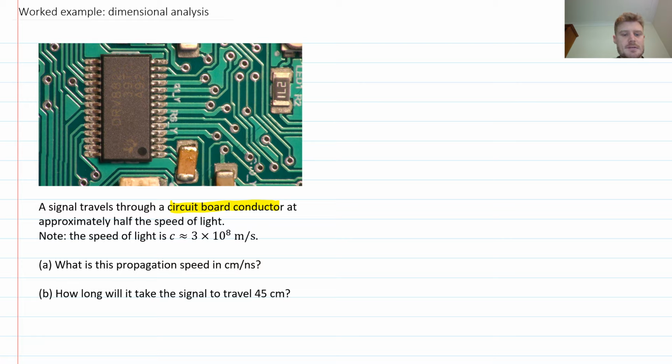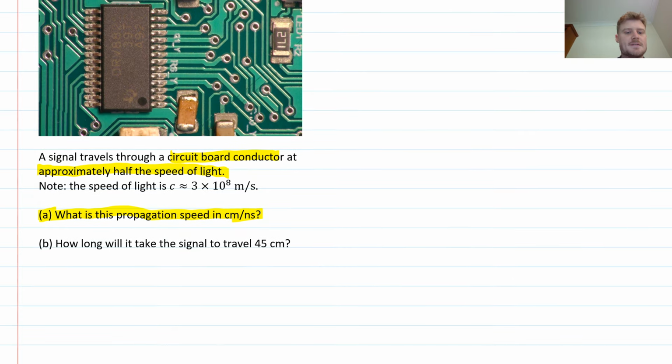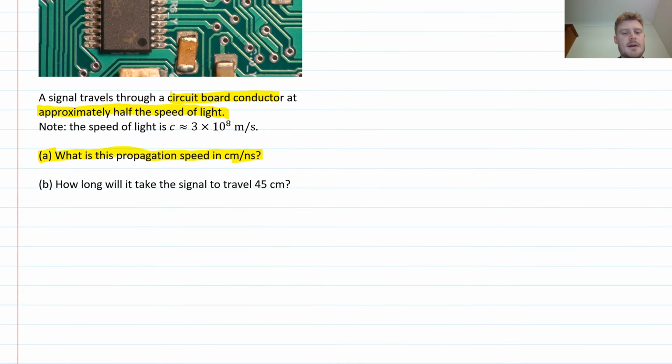So we have a signal traveling through a conductor, and it so happens that for this type of circuit board material the signal will travel at half the speed of light as a rough approximation. So the question asks us, part A, what is this propagation speed converted to centimeters per nanosecond? This is a question of dimensional analysis, so we really need to be able to remember the SI prefixes that we just had a look at.